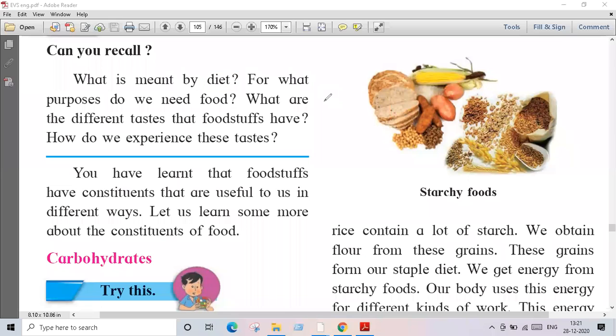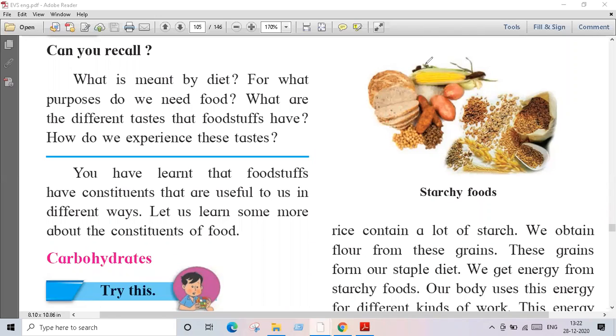You know very well. अन्न कसं असतं? Sweet, गोड असतं, sour, आंबट असतं, bitter, कडू असतं, salty, खारट असते, right? Spicy, तिखट. So these are the different tests of various foodstuffs. And how do we experience the test? So this test are experienced with the help of tongue. आपल्या जिभेमुळे आपल्याला याची चव कळत असते. You already have studied about this in standard 4.